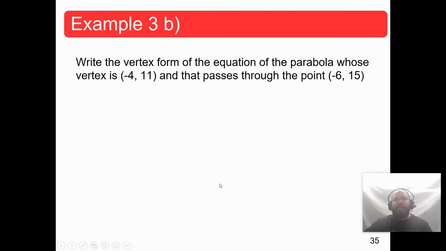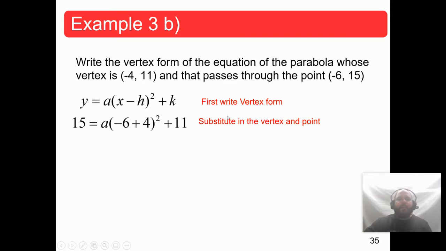Here's another problem. This is example 3b. It's identical to the last problem. They give you the vertex, (-4, 11), and then they give you a point, (-6, 15), that is on the parabola. And we need to use this information to write an equation of the parabola. So we start with vertex form. We substitute in the h, so -4 goes in for h. Notice it becomes a double negative because it would be minus -4, so it becomes a +4.